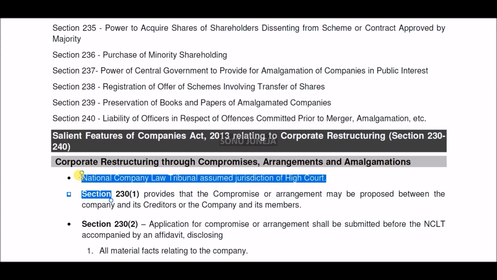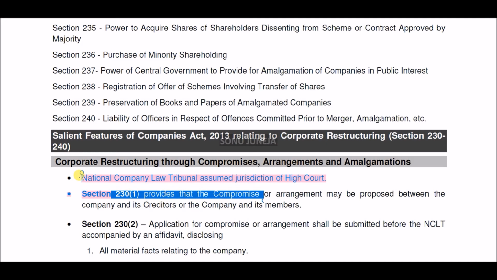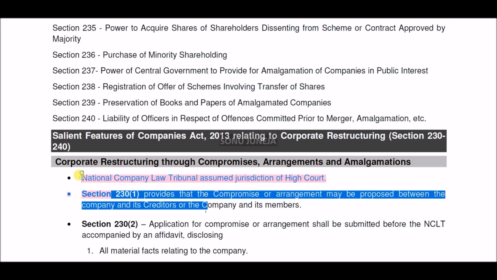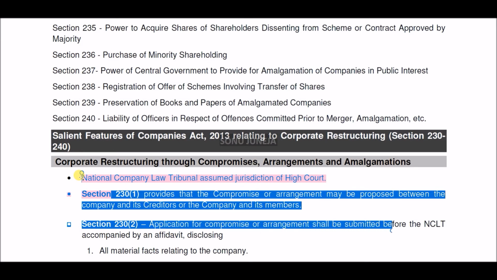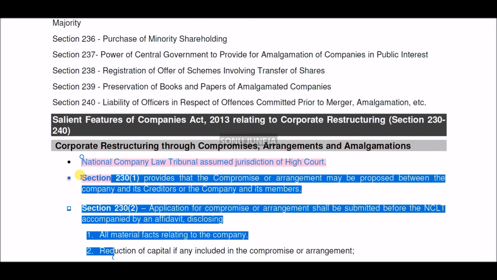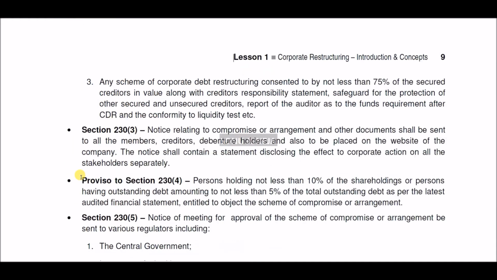So the High Court used to approve the scheme earlier, and it has to be dealt with accordingly. Now section 230 subsection 1 provides that the compromise or arrangement may be proposed between the company and its creditors or the company and its members. Section 232: application for compromise or arrangement shall be submitted before the NCLT accompanied by an affidavit disclosing all material facts relating to the company, reduction of capital if any, including the compromise or arrangement.